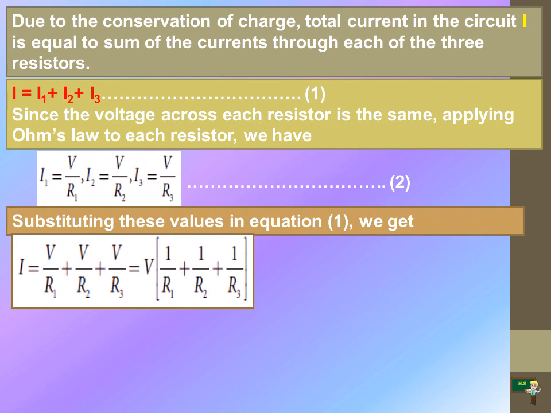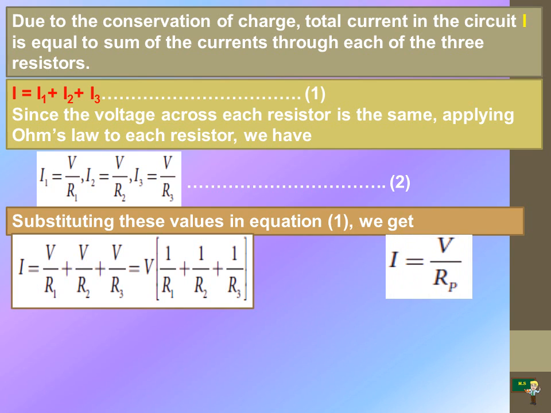Now, substituting the values we got in equation number 3 into equation 1, substituting I1 here and I2 here and I3 here, we get I is equal to V by R1 plus V by R2 plus V by R3. If you take the V out of the bracket, then I is equal to V into 1 by R1 plus 1 by R2 plus 1 by R3. So totally I is equal to V by Rp.